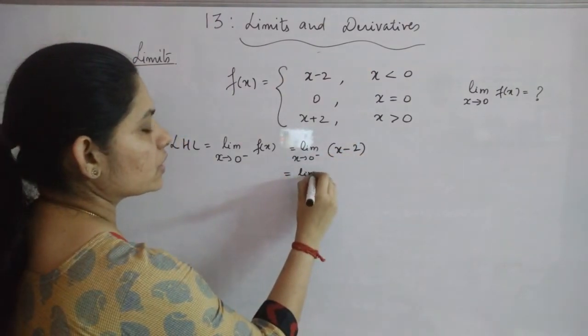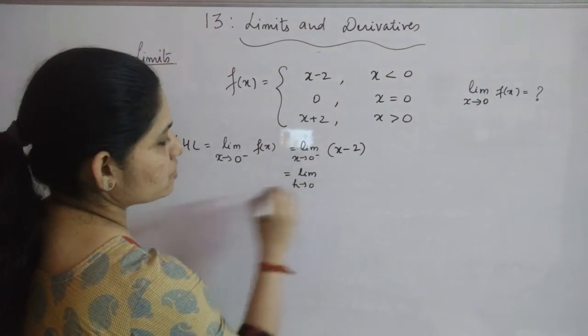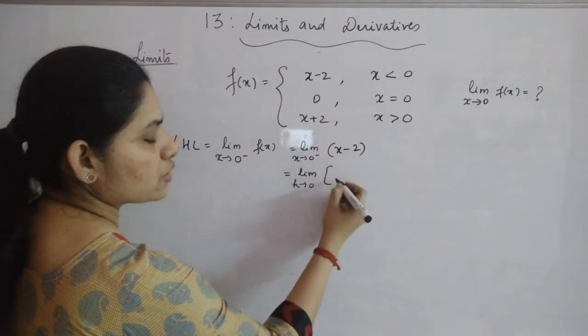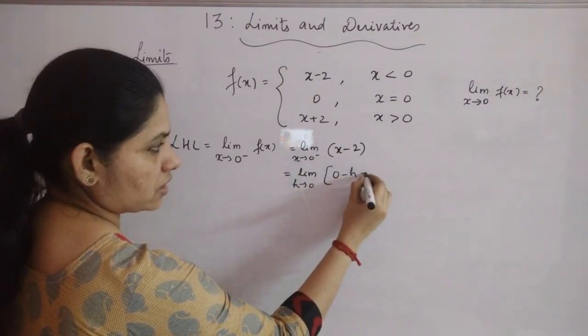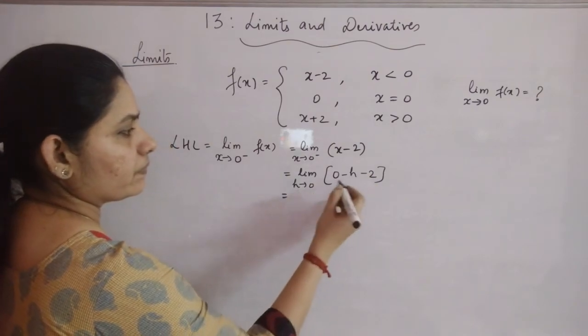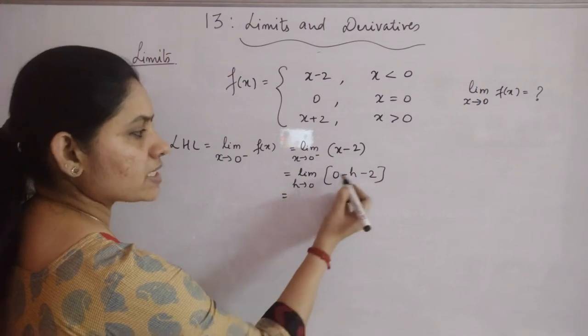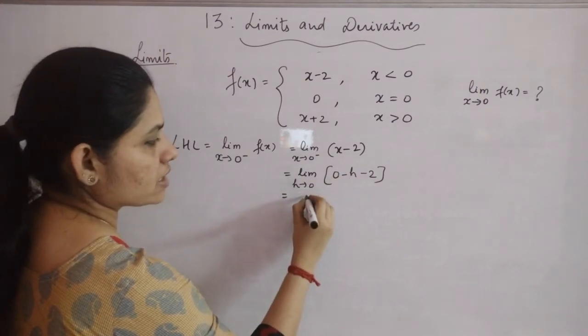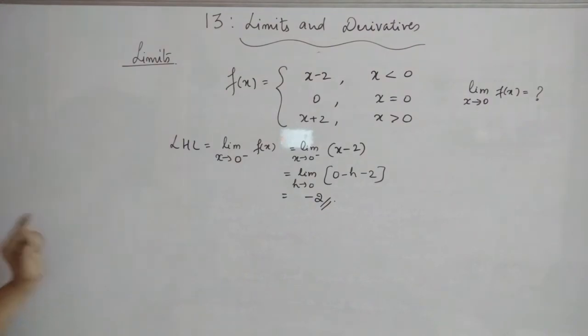Now moving on to the limit h tends to 0 definition, what will you get? Limit h tends to 0, instead of x you replace it with 0 minus h, then minus 2. Now you get minus h minus 2, and replacing h with 0, you get minus 2 as the limit value, that is the left hand limit value.